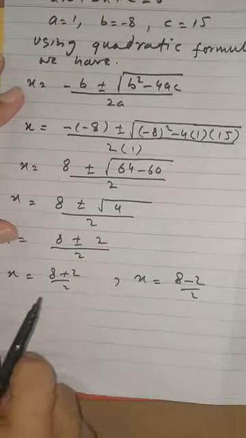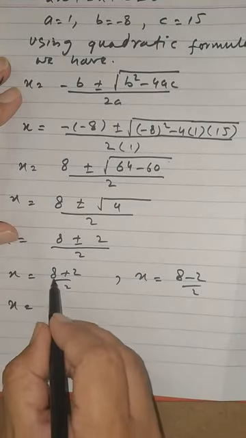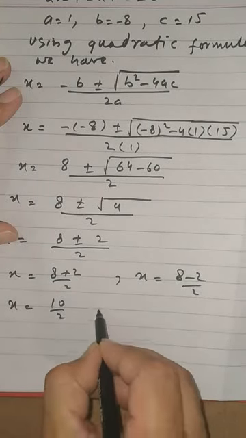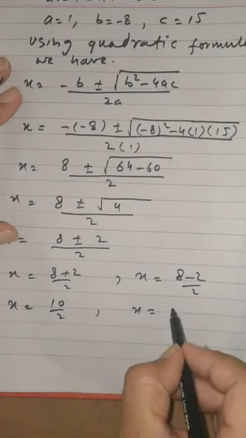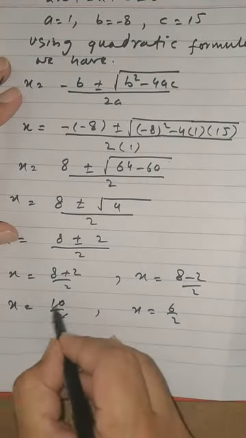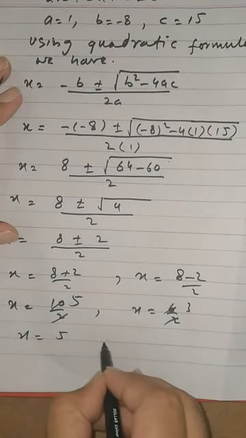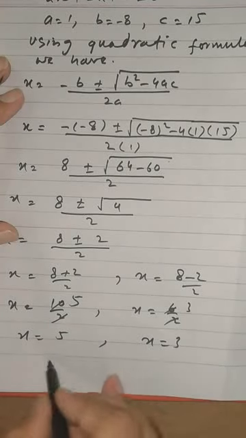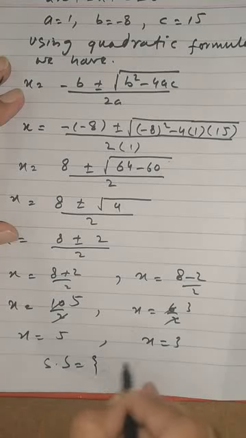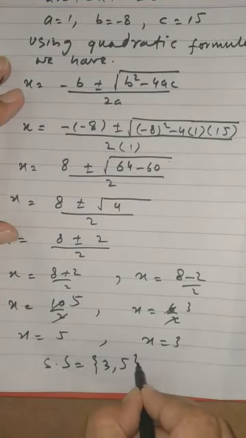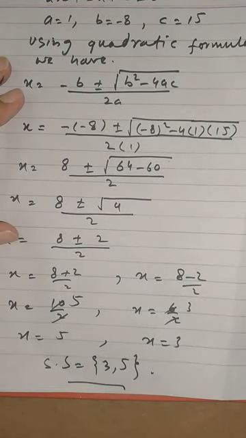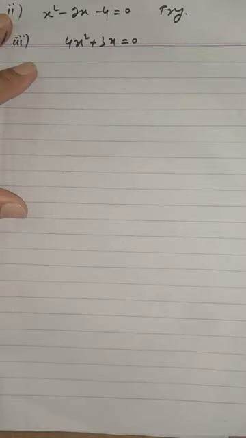So now we will write it: 8 plus 2 is 10 by 2, and here x equals 6 by 2. 2 5s are 10, 2 3s are 6, so x equals 5 and x equals 3. The solution set is what? 3, 5. This method is called the quadratic formula method.